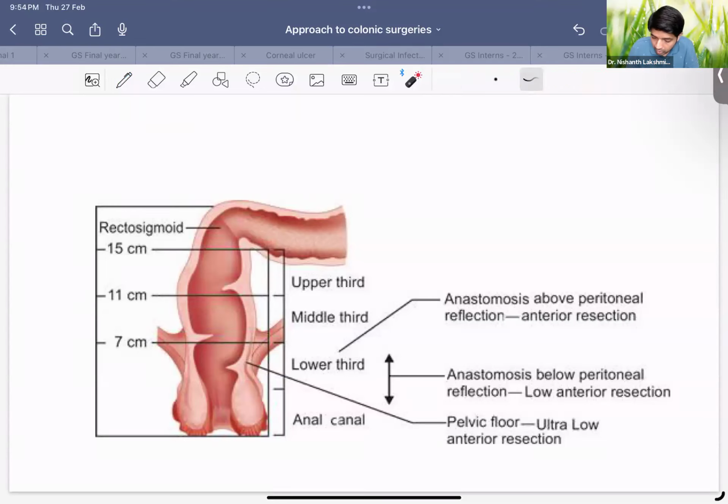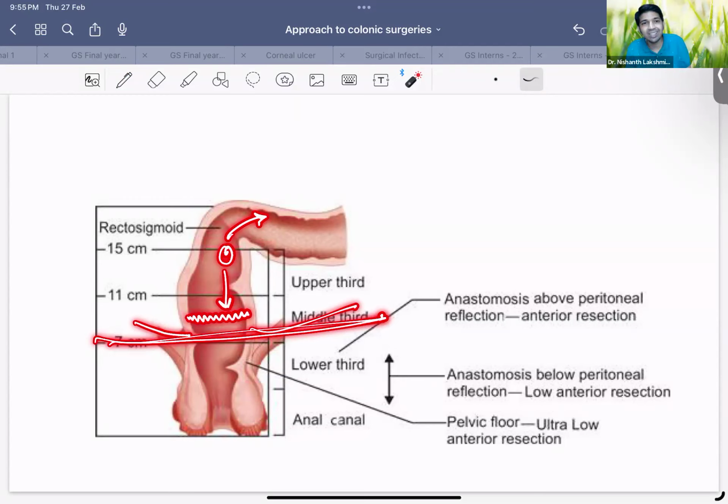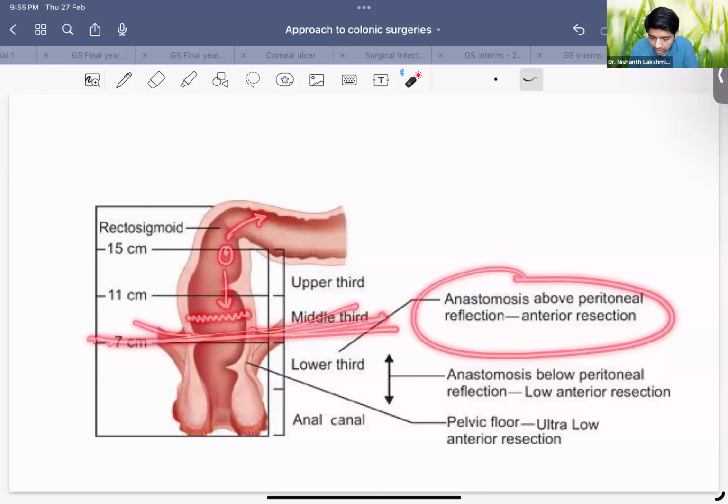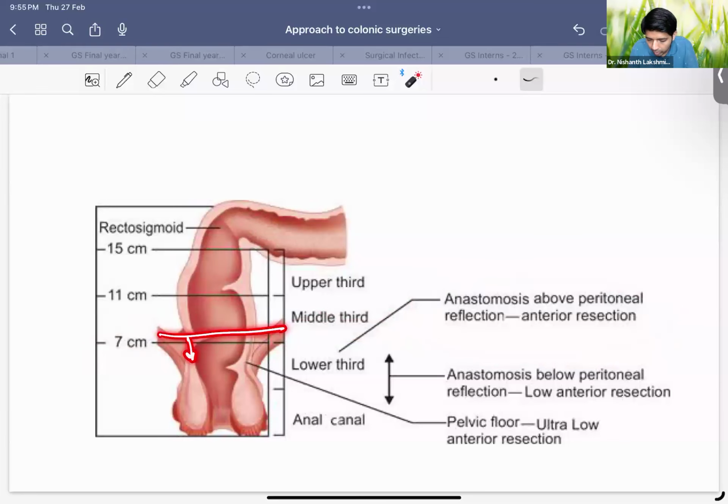All right. So this is your peritoneal reflection, right? So let us keep in mind that margin, the 5 centimeter margin, whatever we discussed. So wherever the tumor is, you have taken 5 centimeters. And then if your anastomosis, that is your colorectal anastomosis, is above the level of the peritoneum, you are going to call it an anterior resection. If it is below this peritoneum, that means anywhere here if the anastomosis is there, then you're going to call it a low anterior resection.